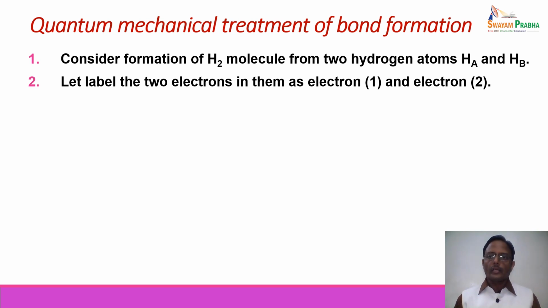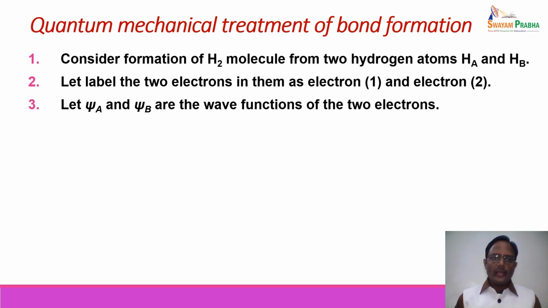Respectively, they are present on the HA atom and the HB atom. Let psi A and psi B be the wave functions of these two electrons. When we say wave function, it is the wave function of the orbital in which the electron is present, and in this case it is the 1s orbital. So these are the wave functions of the 1s orbitals of the two hydrogen atoms.